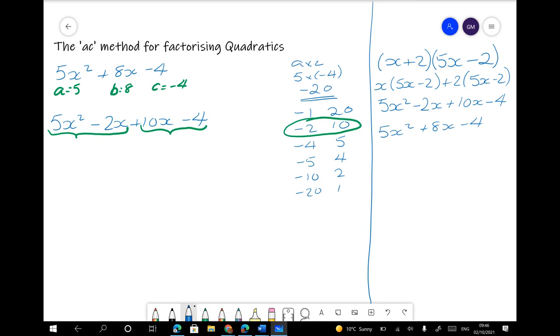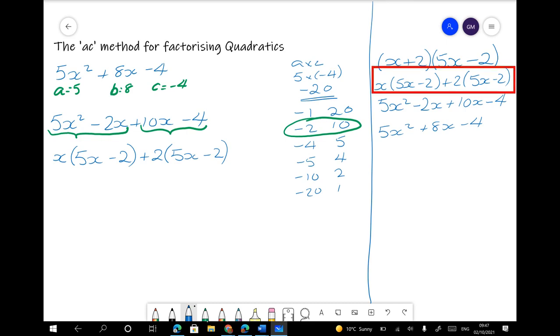So from our first two terms, 5x squared minus 2x, our common factor is x, and we are left with 5x minus 2. From our second two terms, our common factor is 2, so it's plus 2 times 5x minus 2. And you can see here that the bracket is the same for both. We can also see that this is actually, if we look back at when we multiplied out the bracket, the next term up.